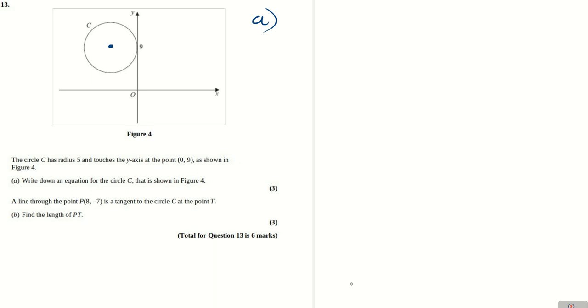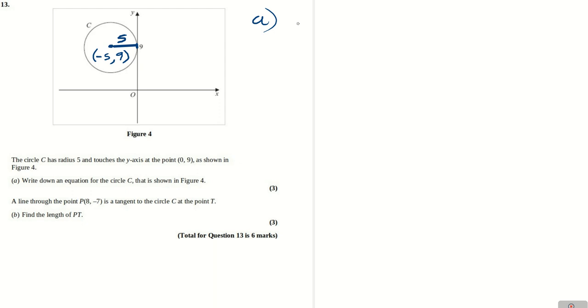Now we know that the radius is 5, so that means that horizontal line there, which I haven't drawn very well, has got to have a length of 5. So what that means is that the x coordinate is going to have to be -5, and the y coordinate, because the centre's got to be on a level with this point here, 0, 9. So I think the centre's got to be the point -5, 9.